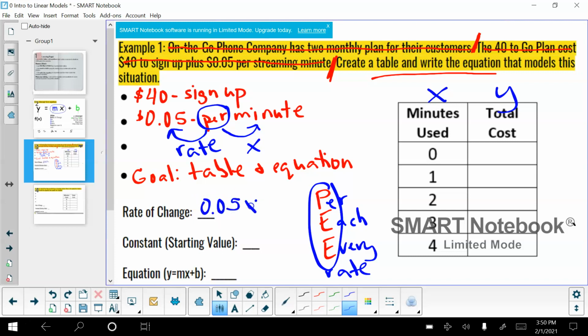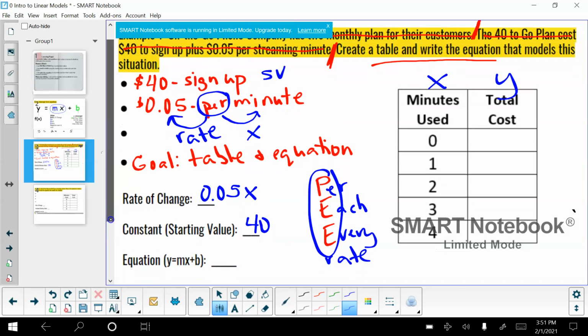And I am going to write my X with it, even though the X is not the rate, but just to remind myself that the 5 cents is the number that should get the letter that goes with it. Because the rate letter, the X, goes with the rate. Okay, now then it says starting value. That's what's happening at the beginning of the situation. Before you can ever use your phone, before they're going to charge you any minutes, you've got to pay the sign-up fee. So that's the $40. And that's the starting value, and I can even label that as V there.